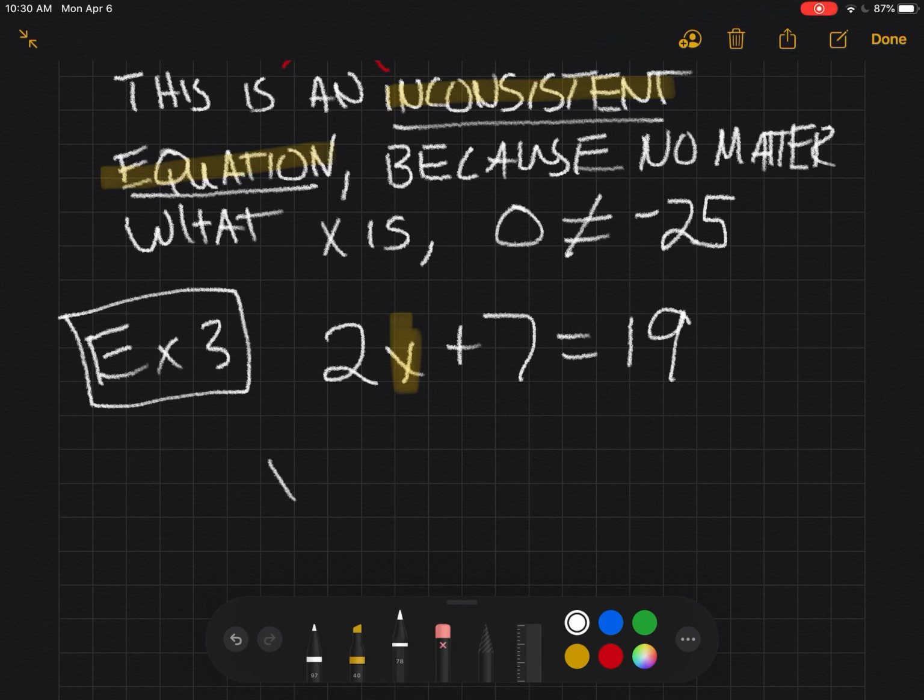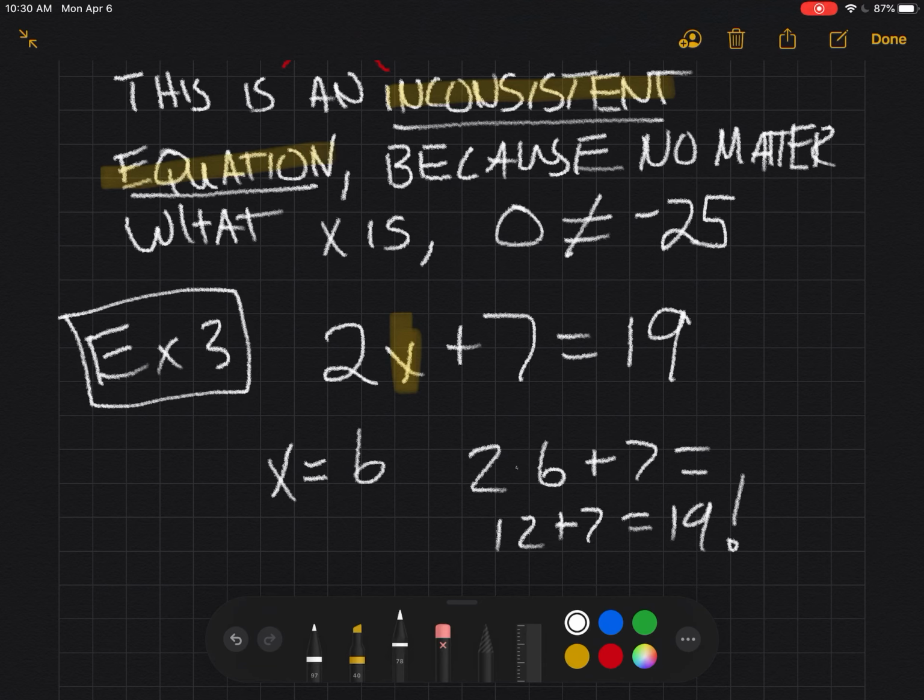And so, what if I did, as a guess, x equals 6. So then 2 times 6 plus 7 would be 12 plus 7 would be 19. Yay! So you can do guess and check to kind of figure these out.